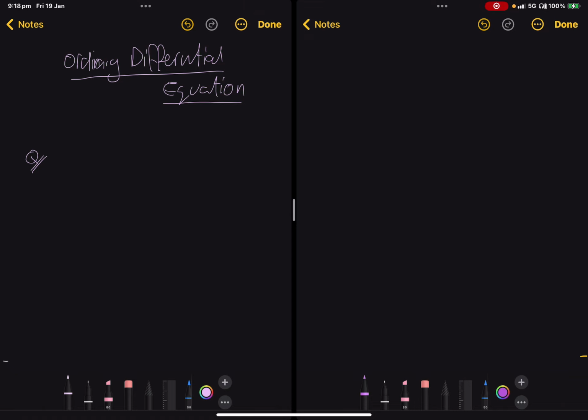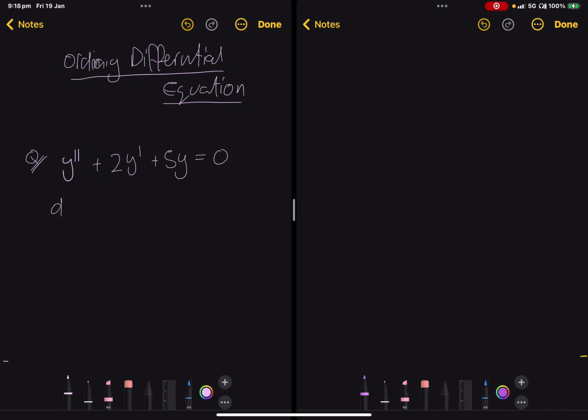So we're going to have a look at y double prime plus 2y prime plus 5y is equal to 0. So this is a relatively simple form. This is a second order differential equation. The highest derivative is a second derivative.